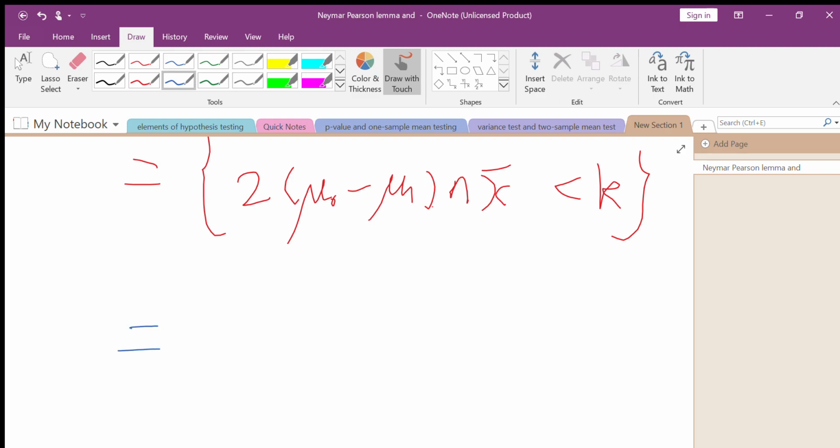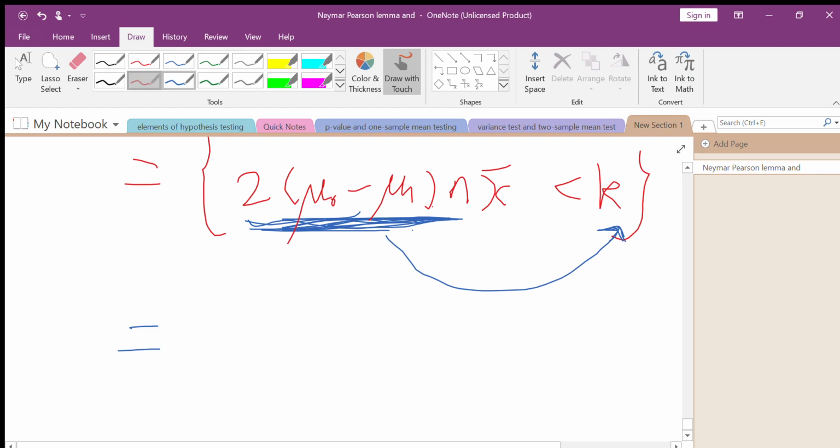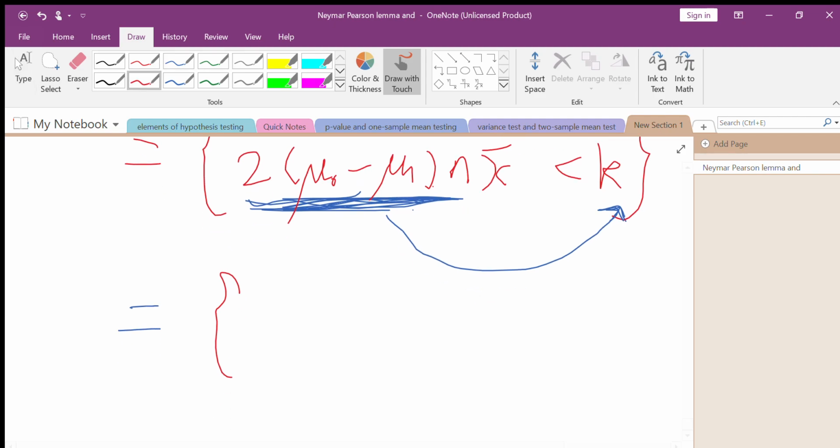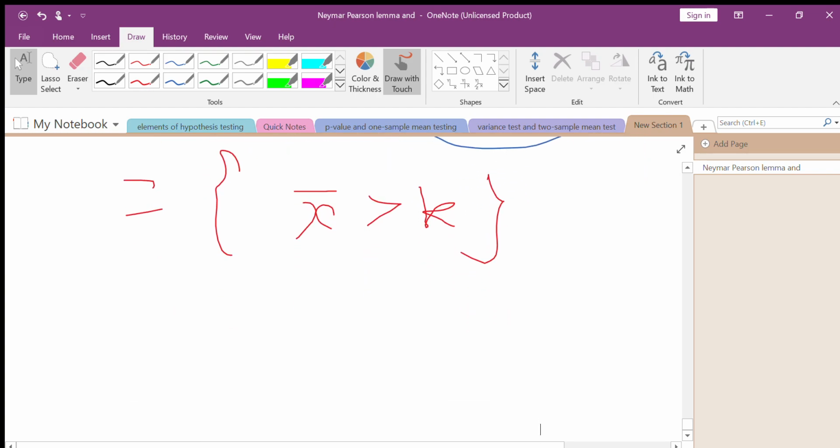Okay, and since this part is also monotone, but mu1 is greater than mu0, so this one is negative. So if you make it go into the right hand side, you have to reverse the direction of the inequality. So which means this is small x bar greater than some arbitrary constant k. So we have finished the first step for Neyman-Pearson lemma.